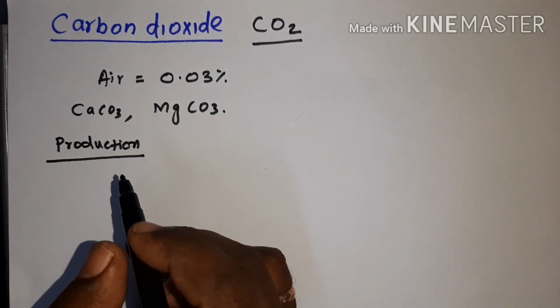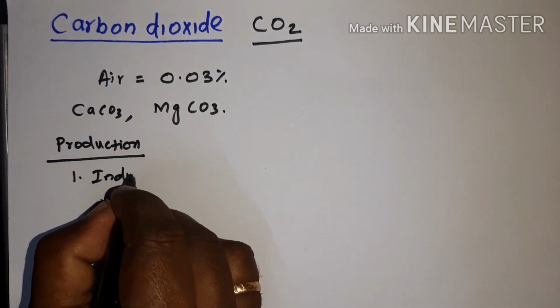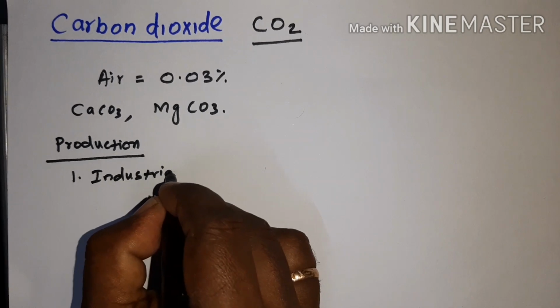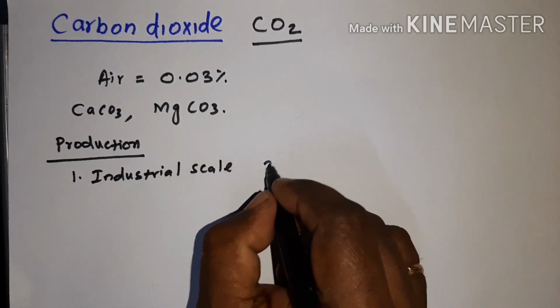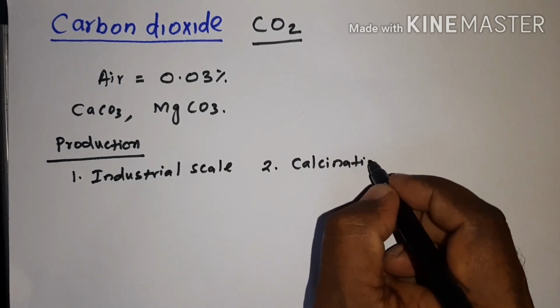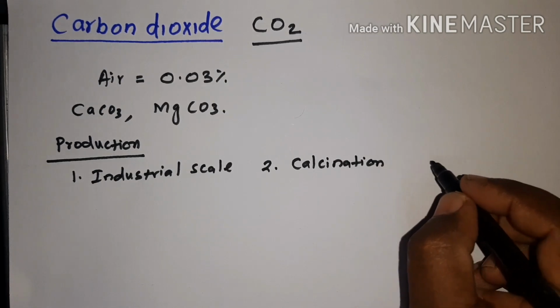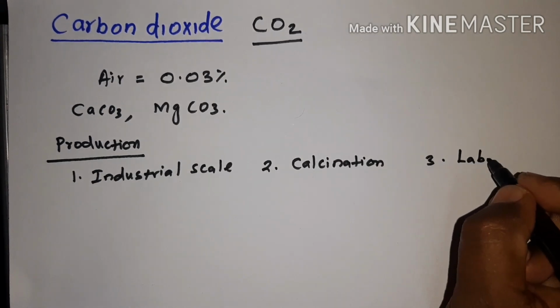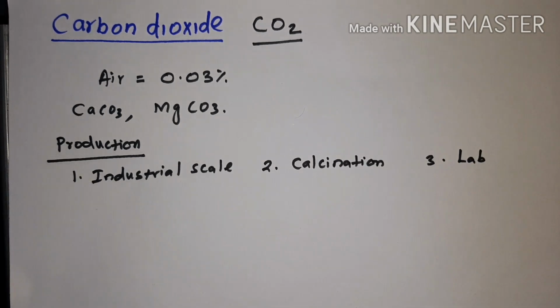There are three methods. One is industrial scale. Another one is the calcination process. Then the third method is the laboratory method. So first one, industrial scale.